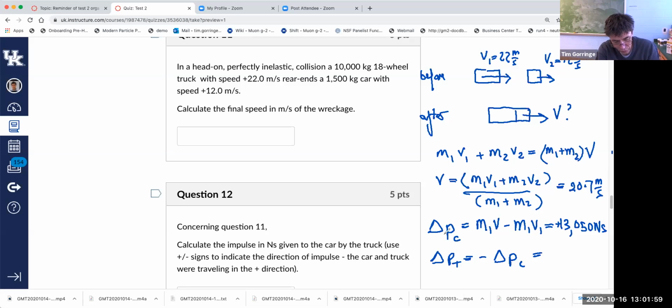And so the change of momentum of the truck, delta P subscript T for truck, is equal and opposite to the change of momentum of the car, delta P subscript C. And so that's going to be minus 13,050 newton seconds. And so those are the three answers to questions 11, 12, and 13.